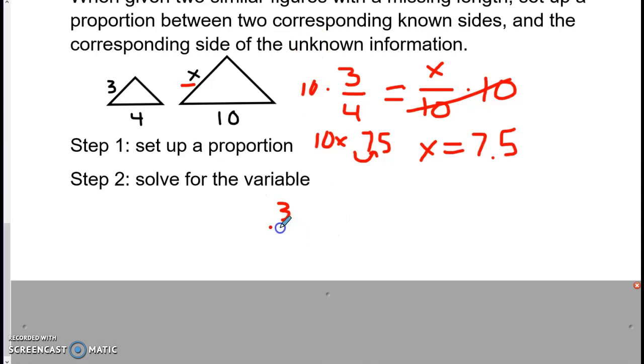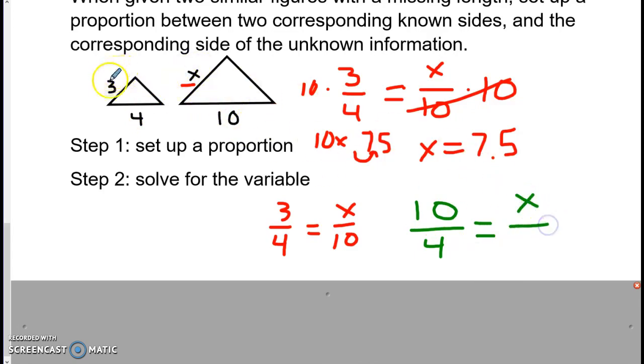One other thing to note is that I set my proportion up as the two sides of my small triangle are equal to the two sides of my large triangle. And that is one way to do it. I could also set it up as the large triangle over the small triangle's corresponding side. So 10 over 4 is equal to x over 3, my large triangle over my small triangle's corresponding side.